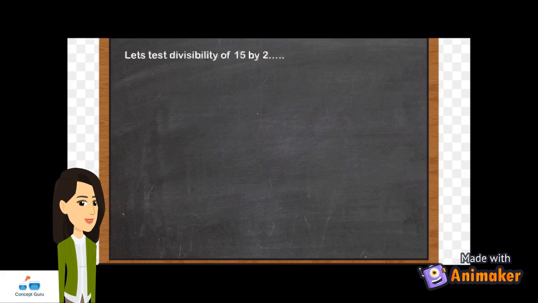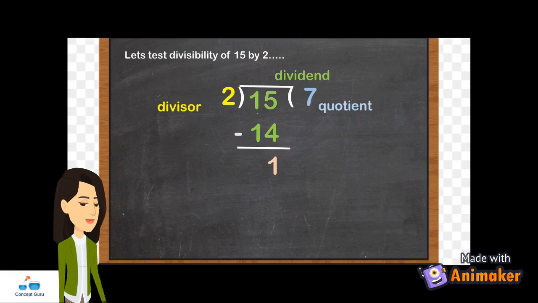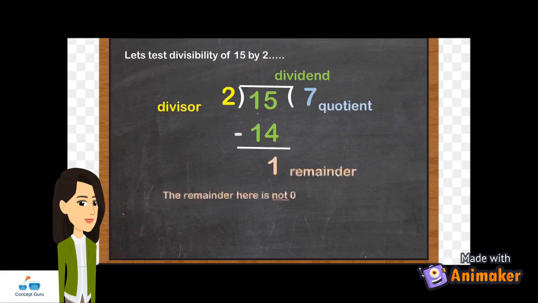Let's first test the divisibility of 15 by 2. This is how we divide 15 by 2. 2 sevens are 14. We subtract 14 from 15 to yield 1 as remainder. 15 here is the dividend and 2 is the divisor. 7 is the quotient and 1 is the remainder. We should note here that the remainder is not 0. Therefore, 15 is not exactly divisible by 2.